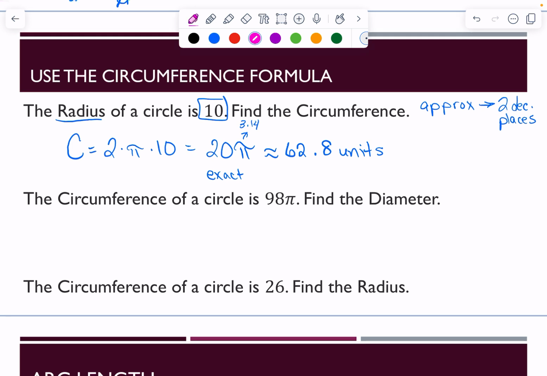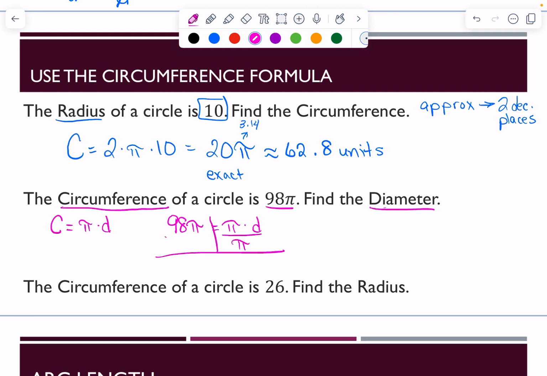Now they're telling me that the circumference of a circle is 98 pi, and they want to know the diameter. So remember our formula, circumference is equal to pi times diameter. So if we plug in what we know, 98 pi is equal to pi times diameter. To solve that for diameter, we're going to simply divide both sides by pi. And you'll notice that the diameter then equals 98 units.